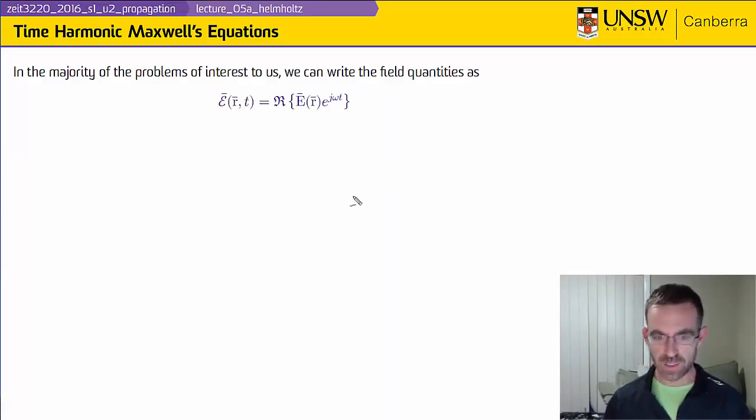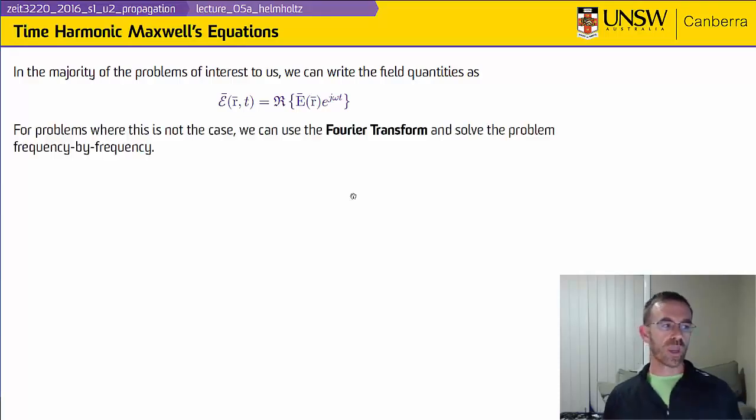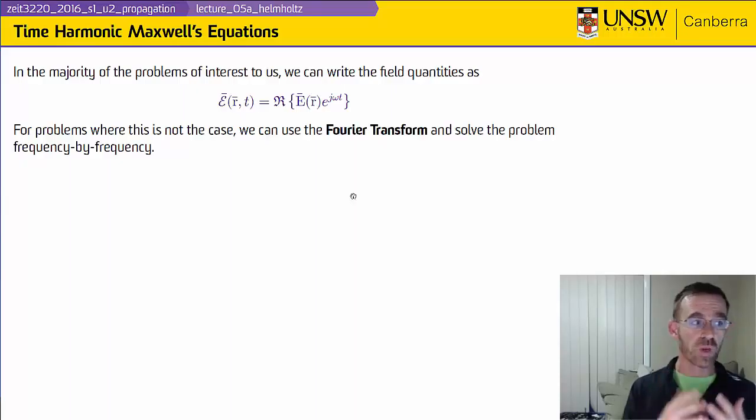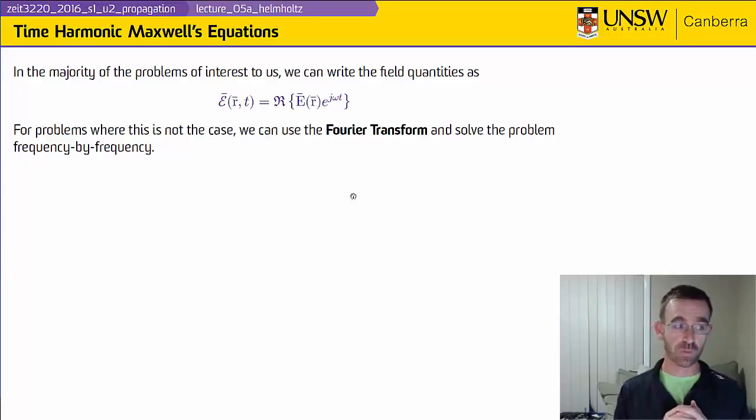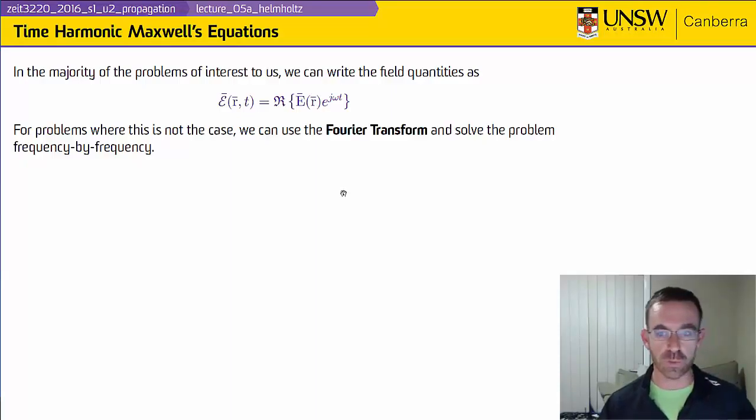This isn't always the case, though. Sometimes we have problems that have more complicated time distributions, and in order to solve those, the method we use is we take the Fourier transform, and then we solve each frequency in the Fourier transform and be able to go back and forth between the two.